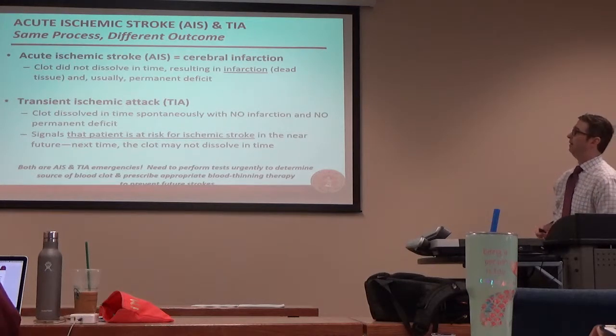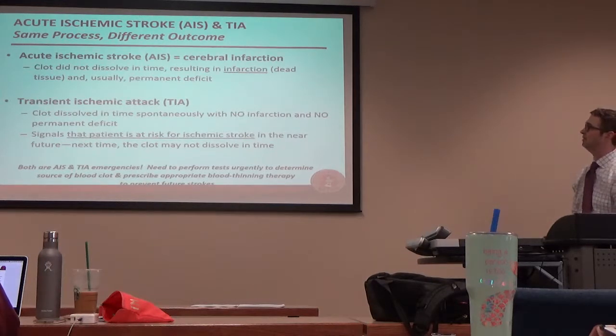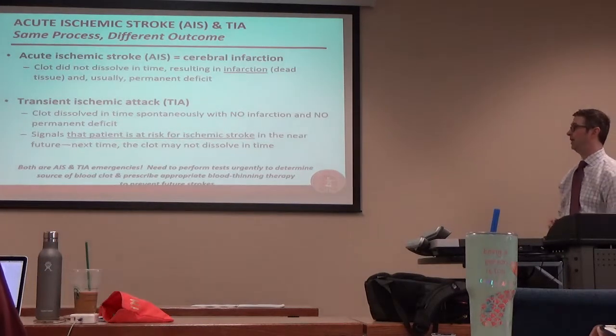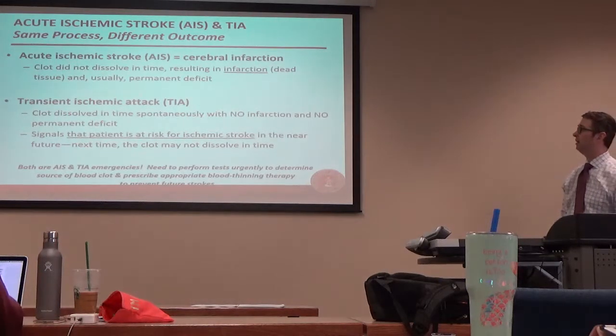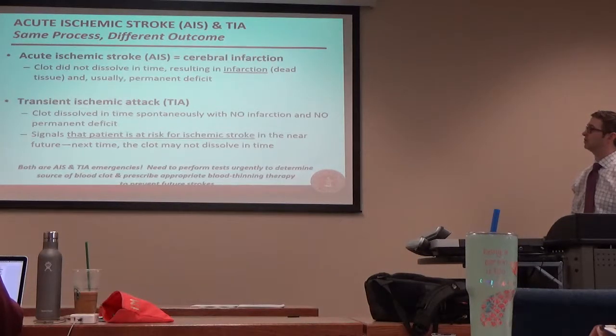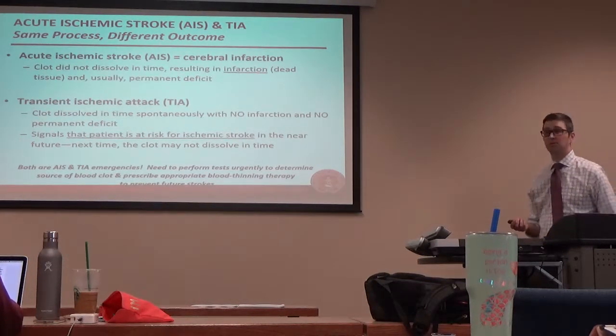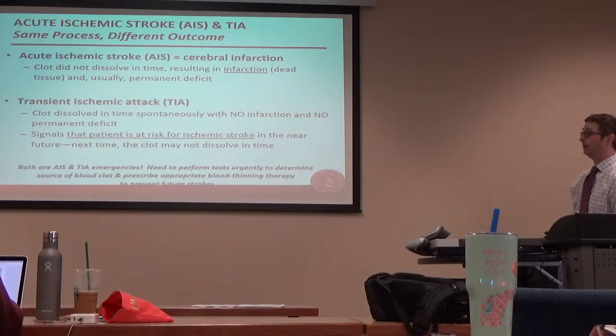All right. Acute ischemic stroke equals cerebral infarction. We couldn't get the clot dissolved in time, so the brain tissue dies and is usually a permanent deficit. The number one cause of morbidity in this country is ischemic stroke. TIA is stroke symptoms, but there's no infarction and there's no permanent deficit. The symptoms resolve with time after the clot dissolves. TIAs do signal that the patient is at risk in the future for an ischemic stroke, and that they may not be so lucky next time. Both are emergencies. Both need to be transported rapidly to a stroke center. I recommend Comprehensive Stroke Center because Comprehensive Stroke Centers can do all the treatments, including thrombectomy, which we'll talk about in a little bit.